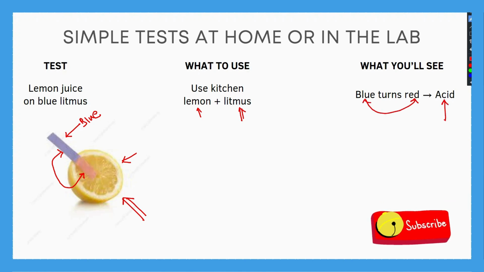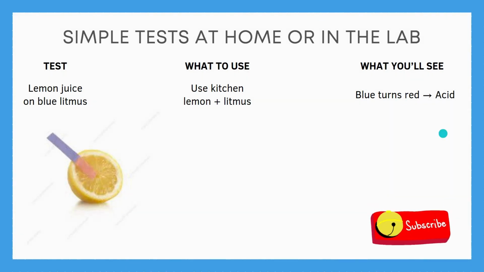It tells you that the substance that caused that color change is an acid. That is test number one.